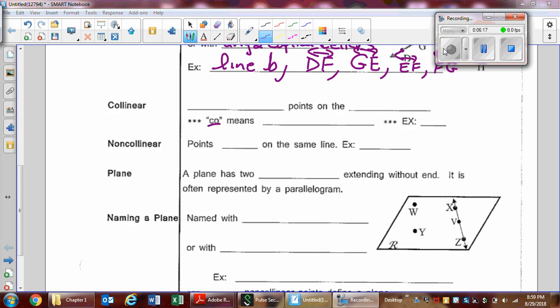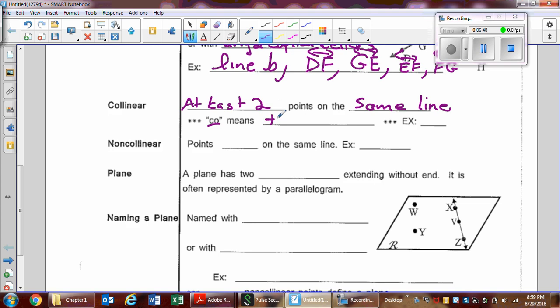So when we're talking about collinear, we need at least 2 points on the same line. So we said collinear, we can just put at least 2 points on the same line. Okay, that's important. As you guys know, I'm sure, coplanar, collinear. Co means together.